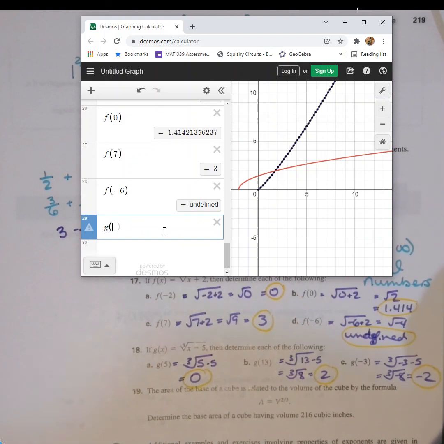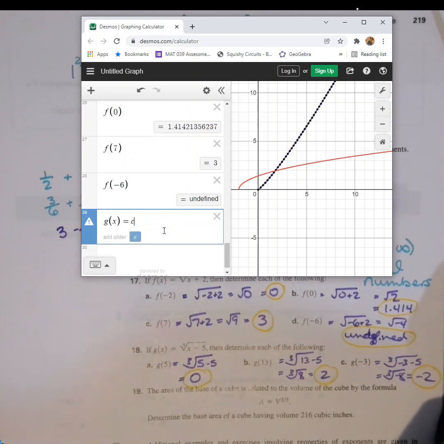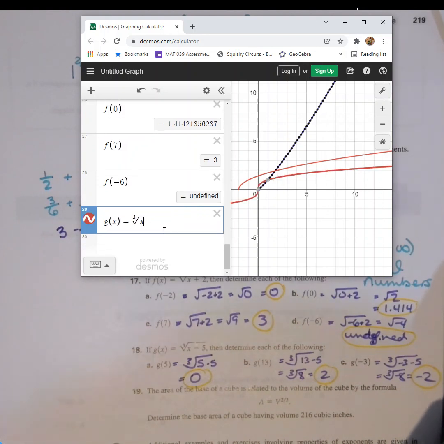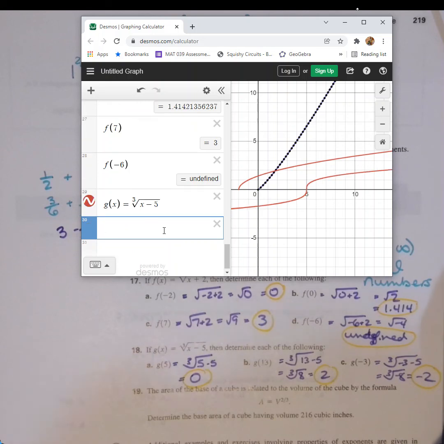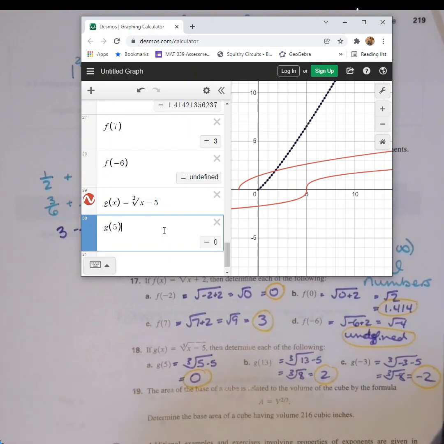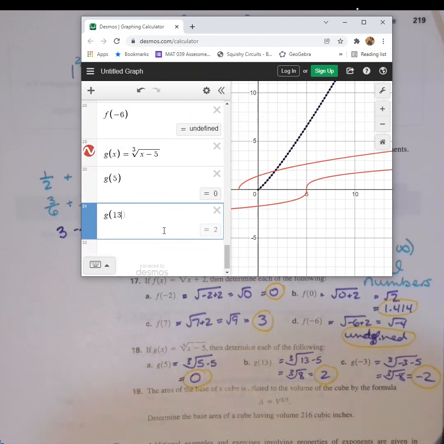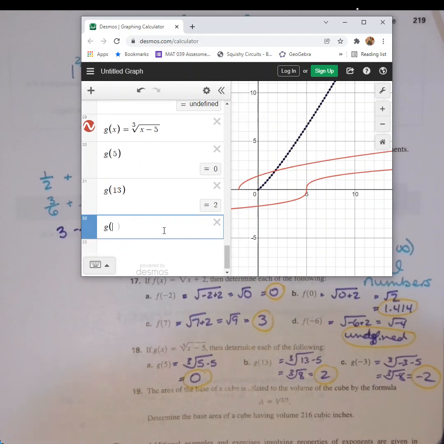Same thing for g of x. G of x equals the cube root of x minus 5. We're going to plug in some values. We've got some cool looking functions showing up there too in their graphs. So we wanted to do g of 5. It's 0. We wanted to do g of 13. It's 2. And we wanted to do g of -3, it's -2. This is perfectly fine to have the technology help you evaluate these. So do so.